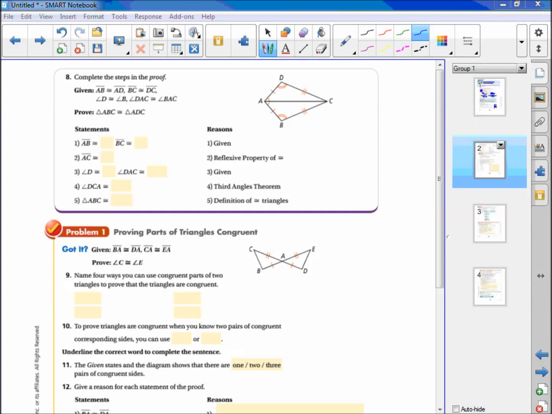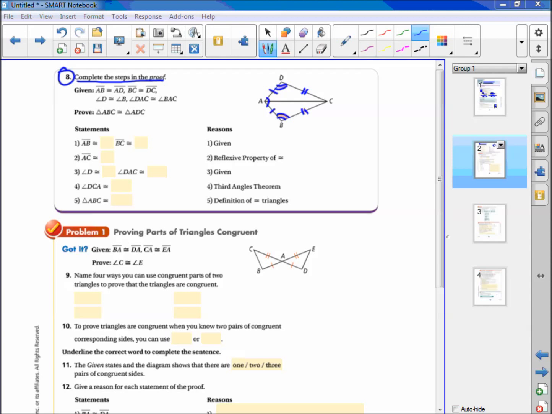On the top of the second page, we have one more review problem, number 8. It says complete the steps in the proof. We're given a whole bunch of stuff about the sides and the angles of these two triangles, and we're asked to prove that triangle ABC and ADC are congruent. We're given AB and AD are the same, so that's where they got those marks. We're given BC and DC are the same. That's where they got these two marks. We're given that angle D is congruent to angle B. That's where they got the double marks on the angle. And we're given angle DAC is congruent to angle BAC. That's where they got the single marks.